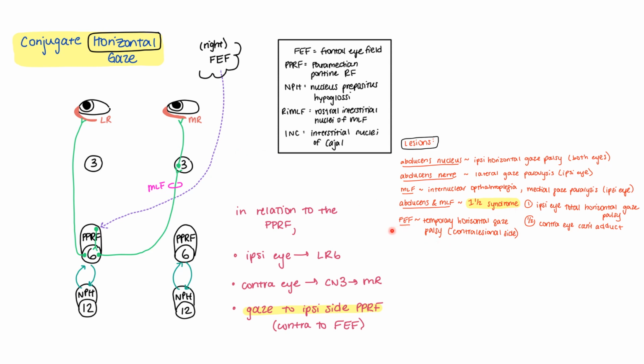And then just a quick note for the frontal eye fields, because it's just contralateral information, if you took out this frontal eye field, you would have temporary paralysis to the opposite side. But because there is some overlap just in the cortex, it would eventually sort of correct itself a little bit. But yeah, so let's move on to vertical real quick.